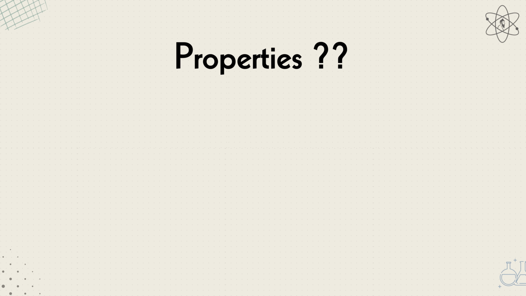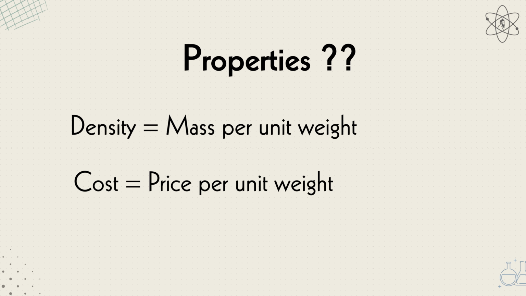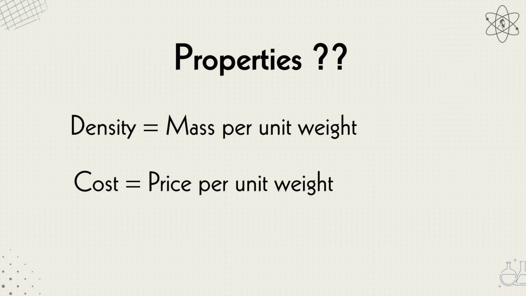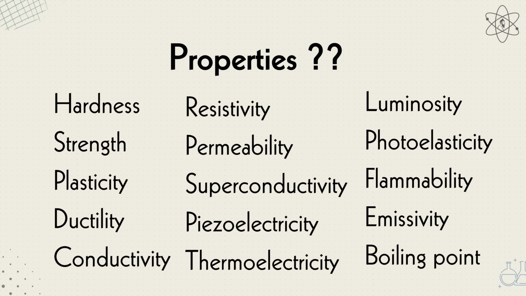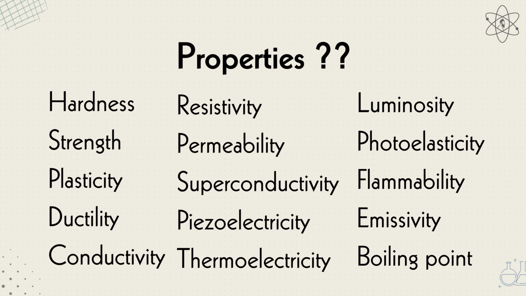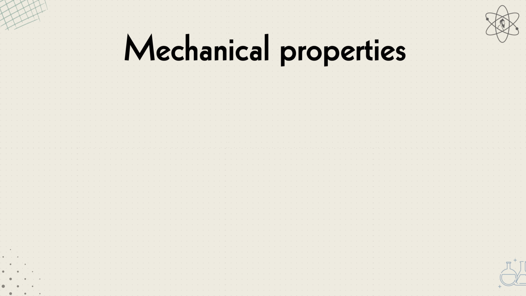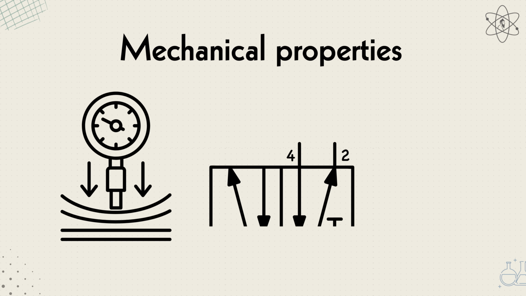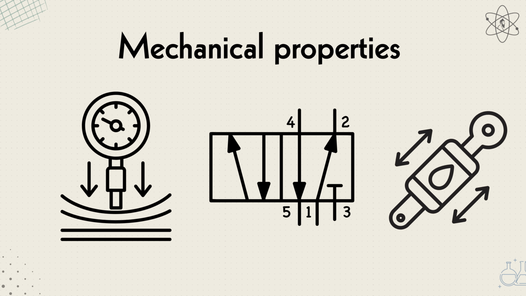So, what exactly are these properties? Some, like density and cost, are fairly well known, but many others are less familiar, and understanding them clearly is crucial. Let's start with one of the most important groups, mechanical properties. Those that determine how well a material can carry a load safely and reliably.